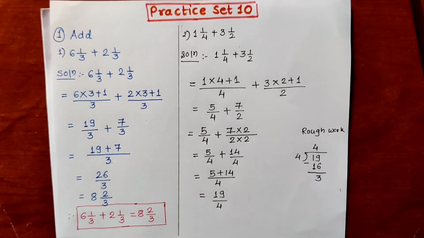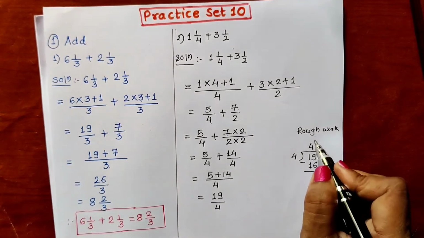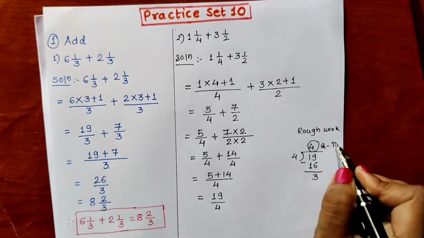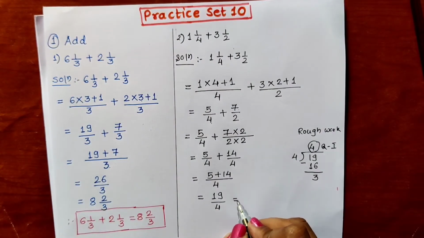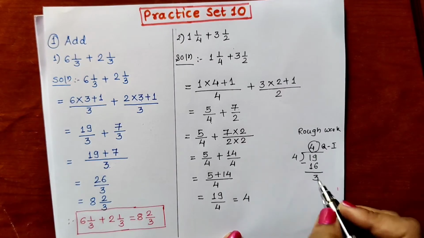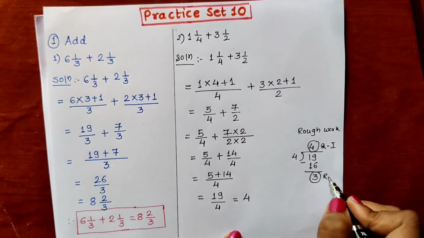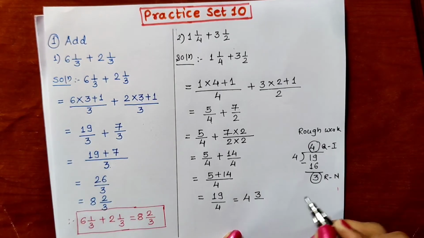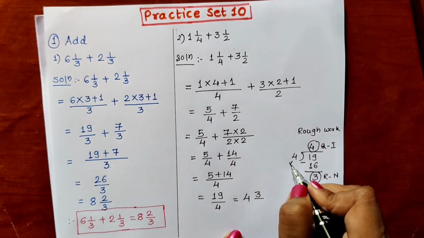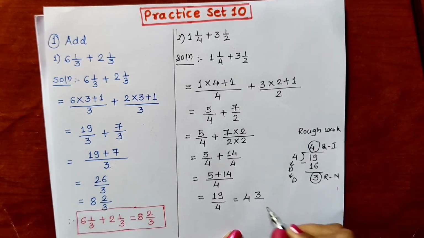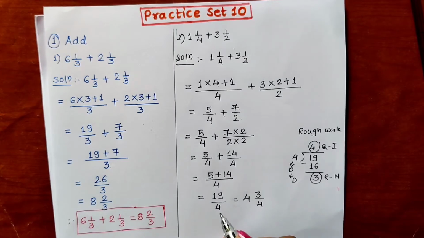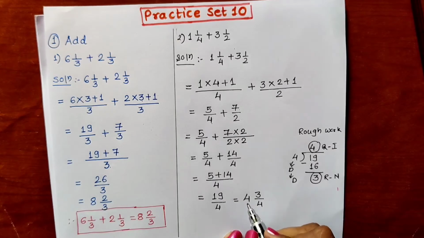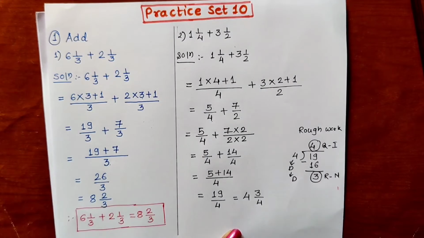So how to convert? You all know. We write the quotient 4 as the integer. Then we write the remainder 3 as the numerator. And then we write the divisor 4 as the denominator. The denominator should be the same in the improper fraction as well as in the mixed fraction. So in this way we have got the answer as 4 integer 3 upon 4. Let us write the full answer properly.